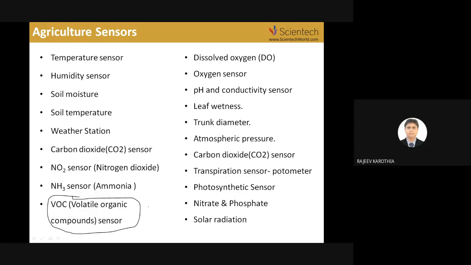So we can assign some task to your student, like you can measure this NPK by using some sensors. So there are some mechanisms, there are some methods to measure this NPK values. But this volatile organic compound sensor will play an important role whenever your plant is affected from any disease.